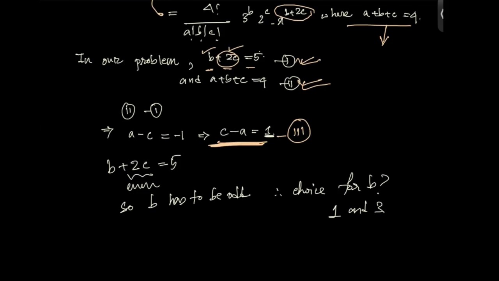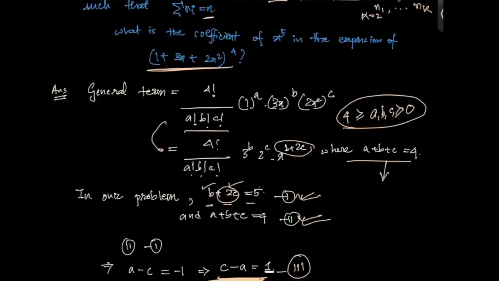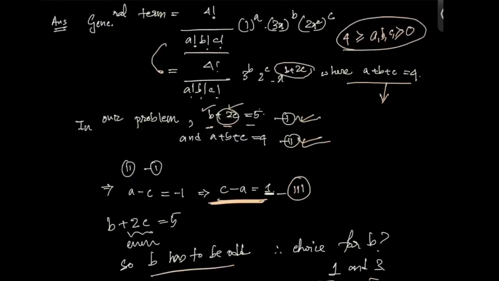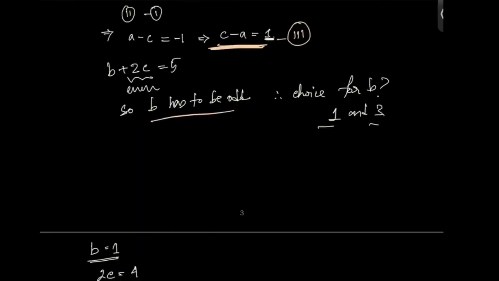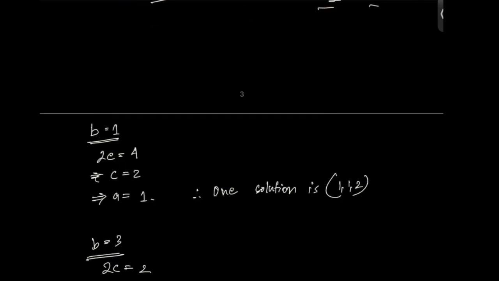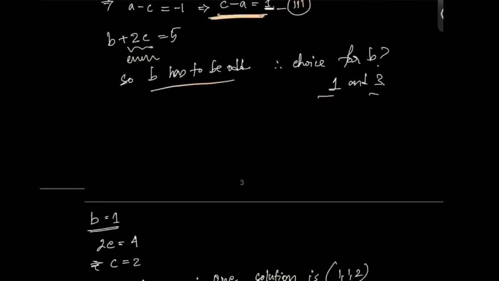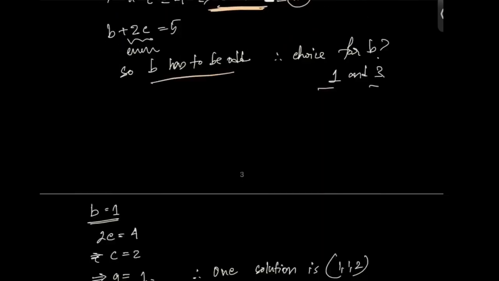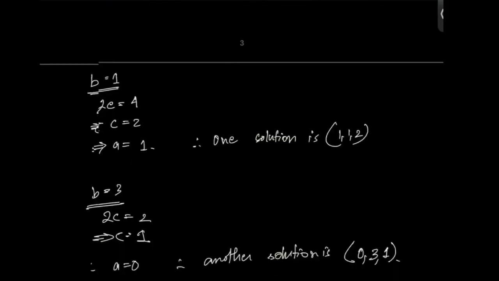So b has to be an odd number between 0 and 4. How many odd numbers are there between 0 and 4? 1 and 3 itself. So we are exploiting the fact that the non-negative integers are bounded below by 0 and above by 4 to get a very reduced searching space. Initially, we know that we can take any value between 0 to 4. Now we know for sure that we can take only these two values, 1 and 3. So let's put 1 and see what happens. We're putting b equal to 1 in equation 1. You can see that 2c is equal to 4 and we get c is equal to 2.